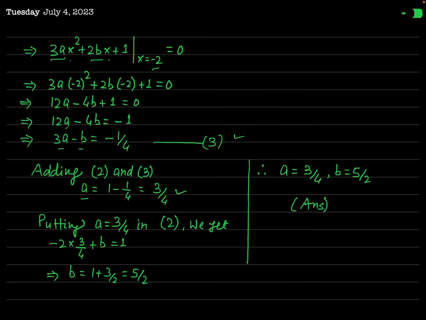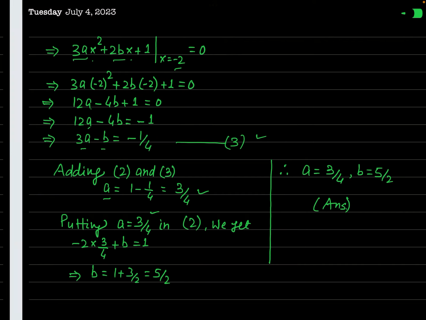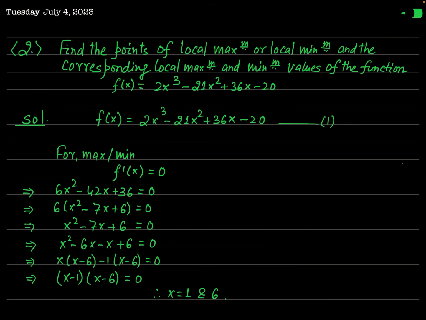Now let us put this value of a, which is 3 by 4, in this equation number 2, and substituting this value we will get minus 2 into 3 by 4 plus b equal to 1, and so b will be equal to 5 by 2. So in this way we have calculated the value of a and b. a is equal to 3 by 4 and b equal to 5 by 2. So you can see how easily we can solve this type of problem.